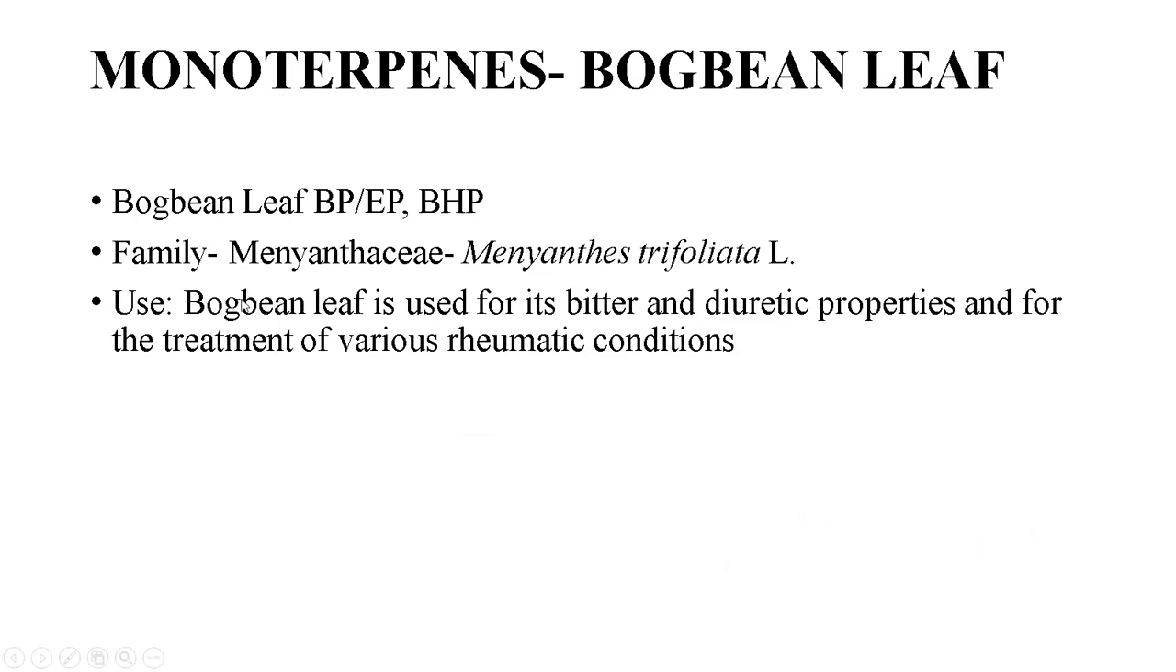The family is very important to note, and it's the one that is on your slide there. I'm sorry, I cannot pronounce that. So the uses of this, again, it is bitter. It's a bitter tonic. So it is used for its bitter and diuretic properties for the treatment of various rheumatic conditions. So this will be used as a bitter tonic, and also it's very important to know that it's the only group that is used for rheumatic conditions. That's the bog bean leaf.